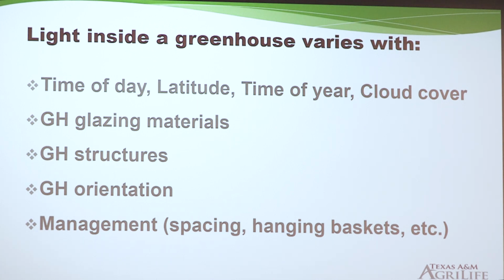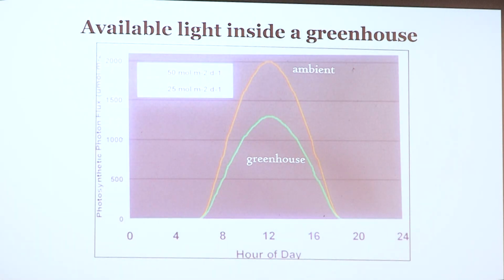And then crop management. If you have a lot of plants close by and the density is high, then each plant receives less. So all of this is going to affect it. But as a general rule, if this is ambient, then inside the greenhouse is about half, 50%. Even in a new greenhouse with the fewest structures, you probably still have a reduction of about 30%, and it can be as much as 70% depending on what your greenhouse looks like. So keep that in mind: about 50% of ambient is what you're going to get.